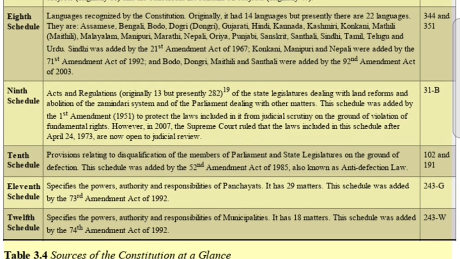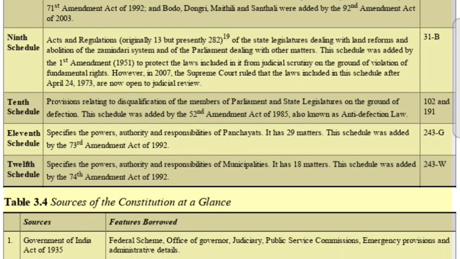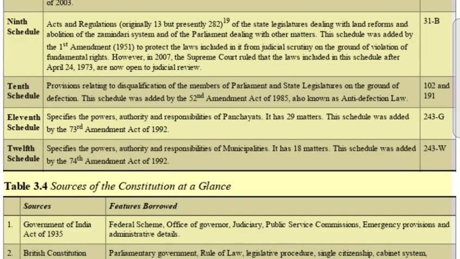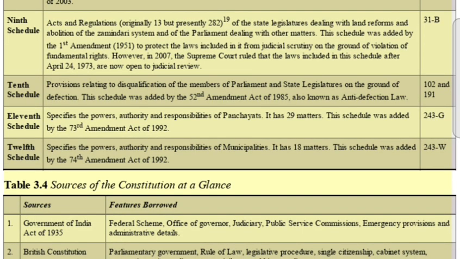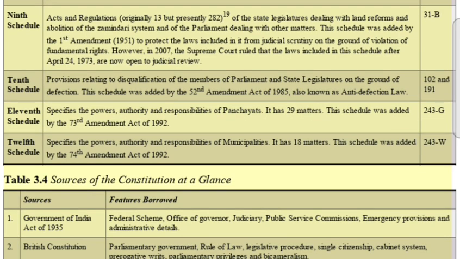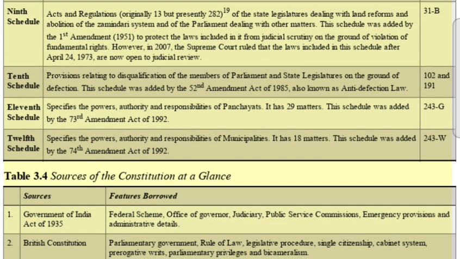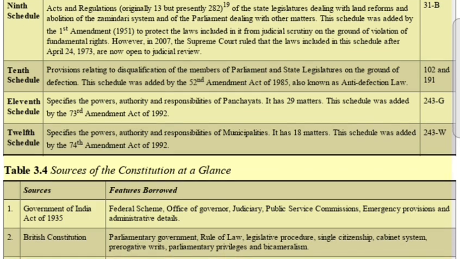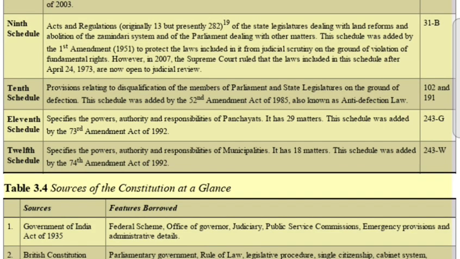Articles 344 and 351. 9th Schedule: Acts and Regulations, originally 13 but presently 282, 19 of the state legislatures dealing with land reforms and abolition of the zamindari system and of the Parliament dealing with other matters. This schedule was added by the First Amendment 1951 to protect the laws included in it from judicial scrutiny on the ground of violation of fundamental rights. However, in 2007, the Supreme Court ruled that the laws included in this schedule after April 24, 1973, are now open to judicial review.